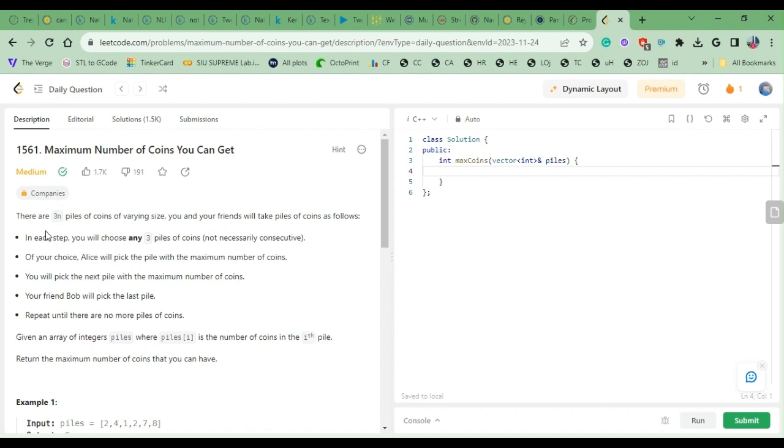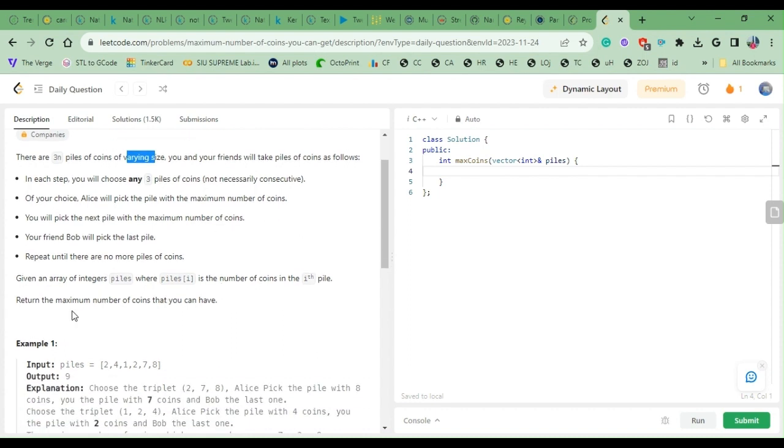So here they told that there are 3n piles of coins of varying size. You and your friends will take piles of coins as follows. In each step, you will choose any three piles of coins, not necessarily consecutive. For your choice, Alice will pick the pile with the maximum number of coins. You will pick the next pile with the maximum number of coins. Your friend Bob will pick the last pile. Repeat until there are no more piles of coins.